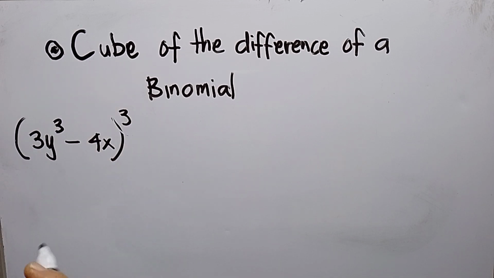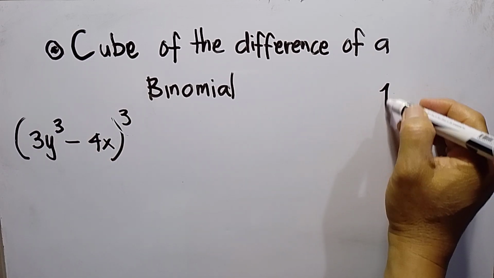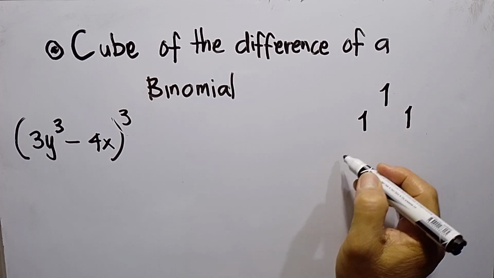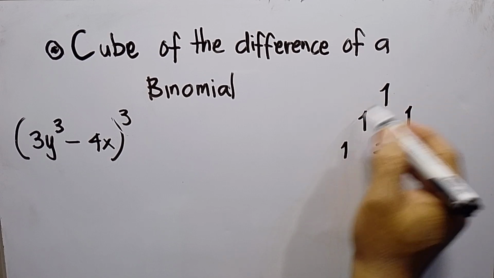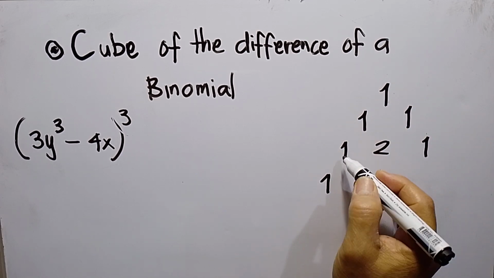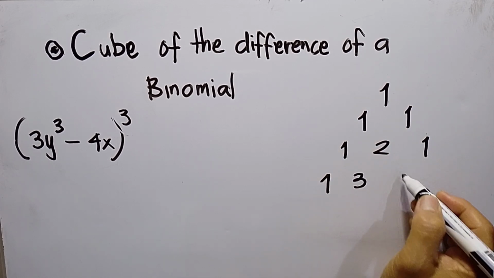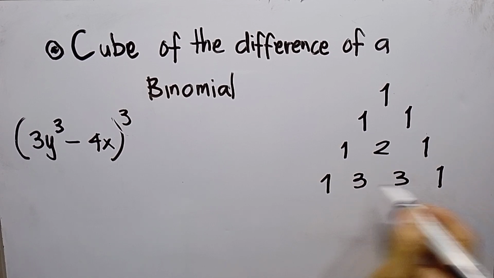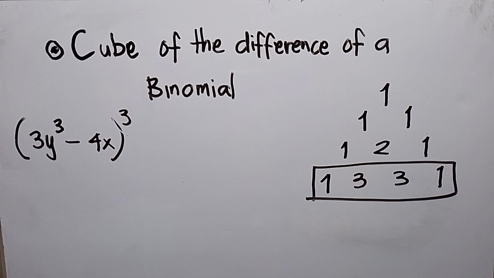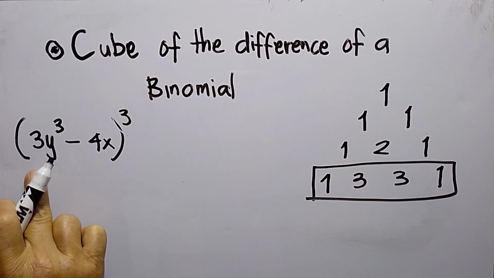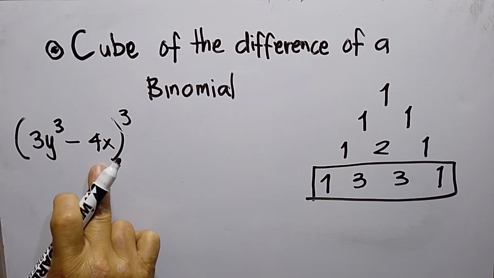Okay, so recall our Pascal's triangle. So 1, 1, 1, and then 1, 1 plus 1 is 2, and then always 1 diagonally. So this will be 1 again. 1 plus 2 is 3, 2 plus 1 is 3, and then 1. So these are the numerical coefficients of our terms. The first term is 3y cubed, and the second term is 4x.